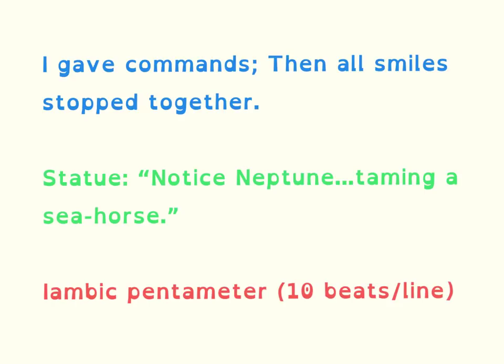I'll lay out a brief explanation of the three. "I gave commands, then all smiles stopped." This is where, of course, the Duke is inferring or implying that he's had his wife killed. At the end, he refers to a statue. "Notice Neptune taming a seahorse." This can be symbolic of the relationship, as we'll see. And iambic pentameter is just ten beats a line. The poem is predominantly written in that form.